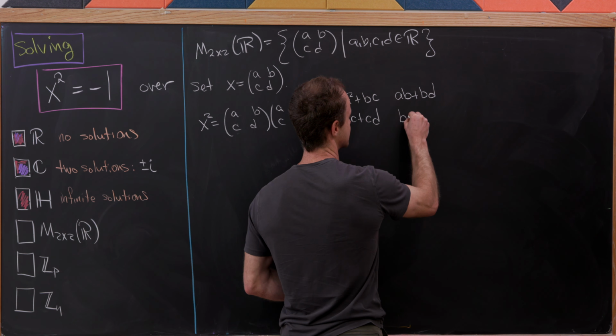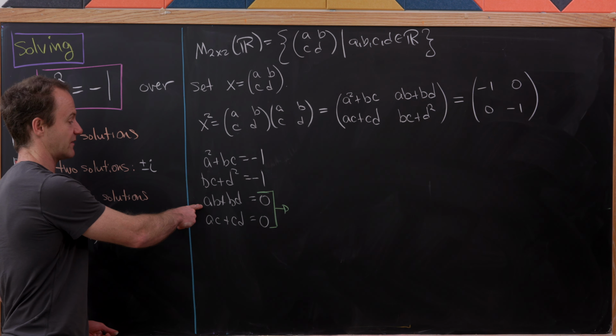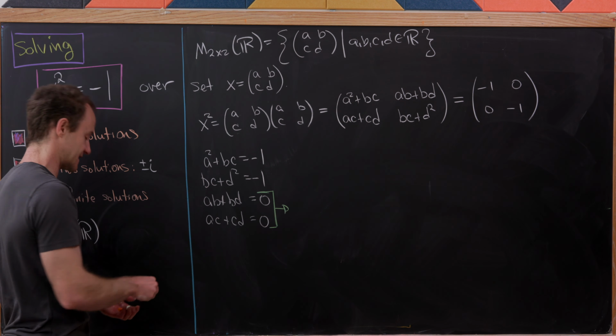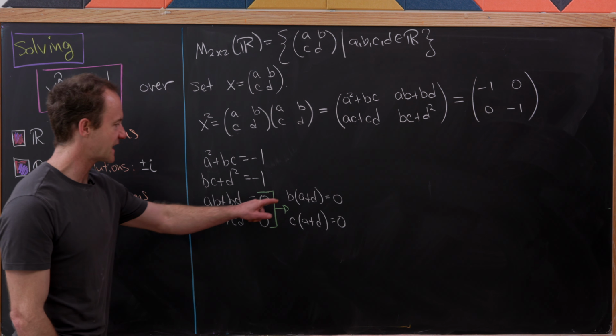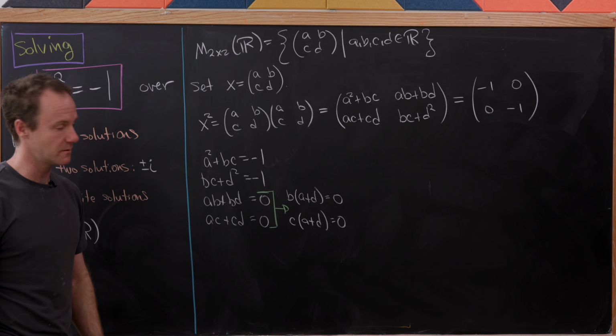Let's notice that these second two can be factored a bit. This one has a common factor of B, this one has a common factor of C. So here we'll have B times (A plus D) equals 0, and then likewise we'll have C times (A plus D) equals 0. And that really means it boils down into a couple of cases. Well, we've got the case when B and C are 0, or we've got the case when A plus D equals 0. So let's look at those separately.